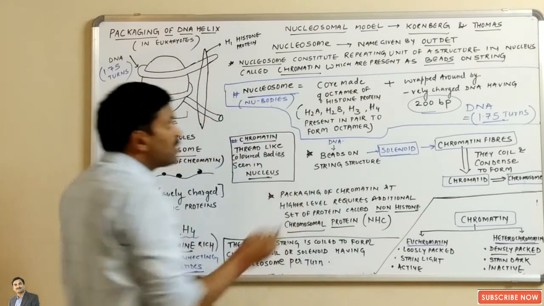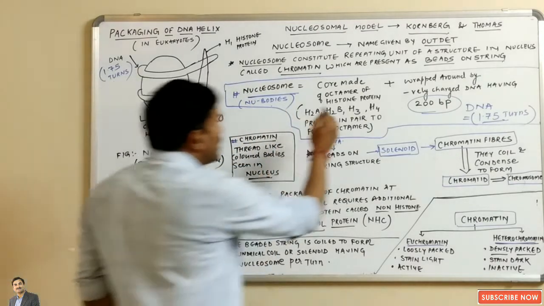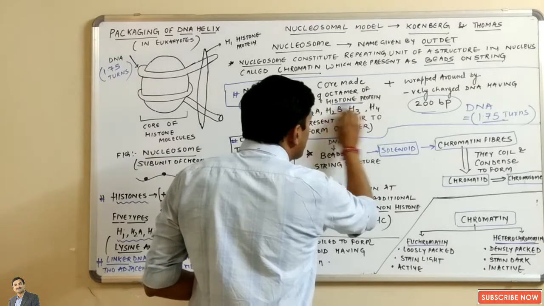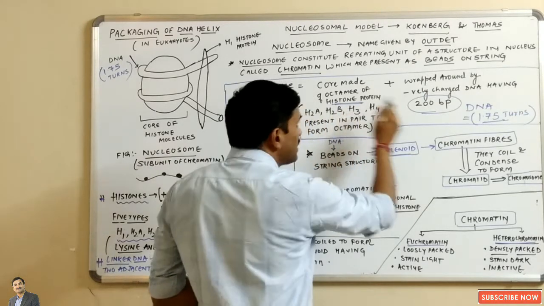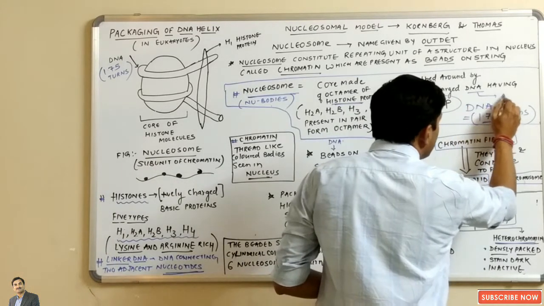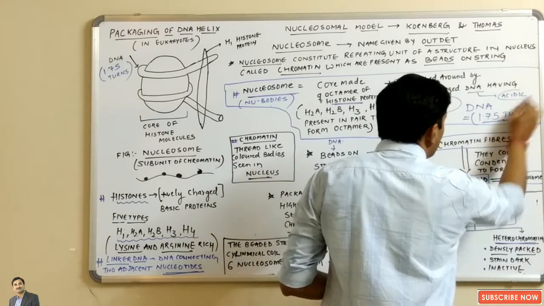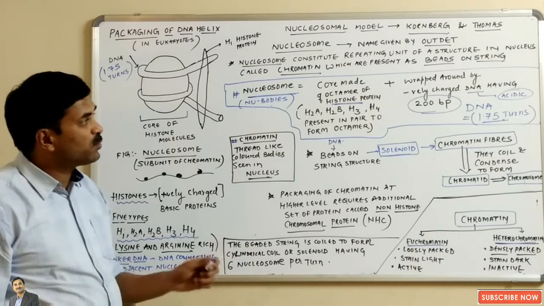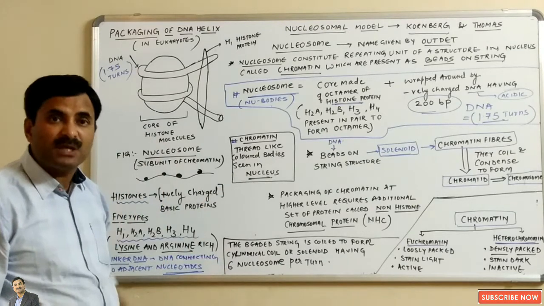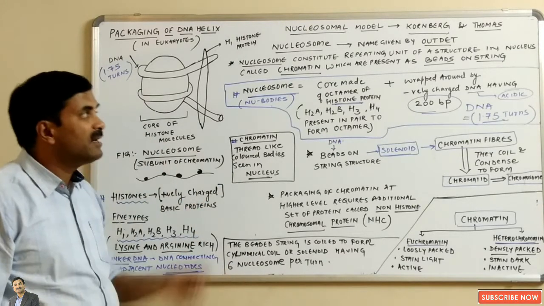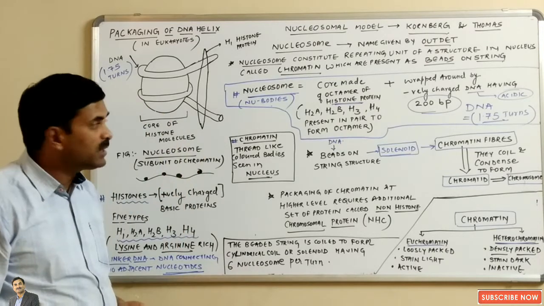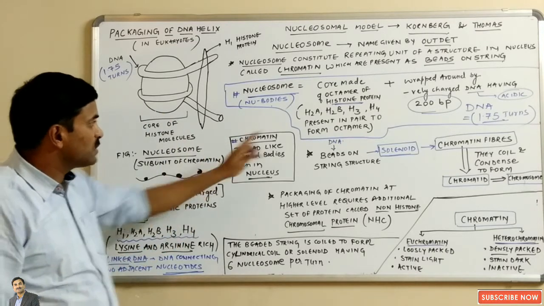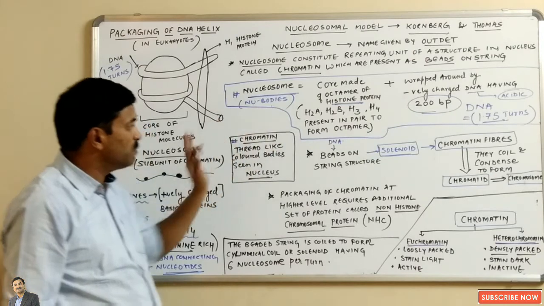Okay, now you must also know that histone proteins are basic proteins, while DNA is acidic in nature, right? Why? Because of the presence of the phosphate groups. Because of the presence of phosphate groups, it has phosphoric acid in it, and hence it is treated as acidic. Okay, so you must know about this nucleosome also.